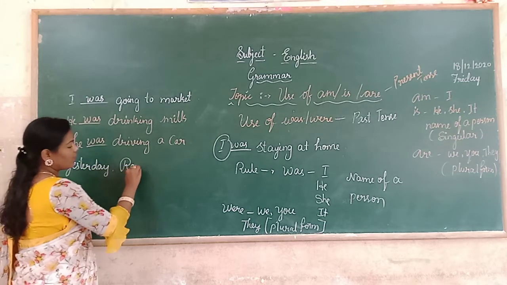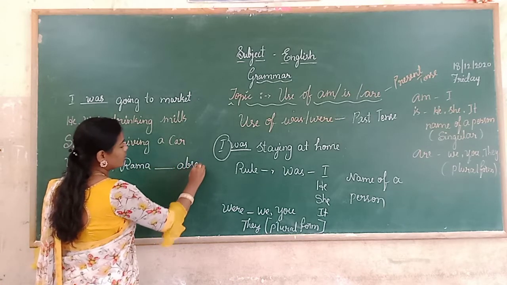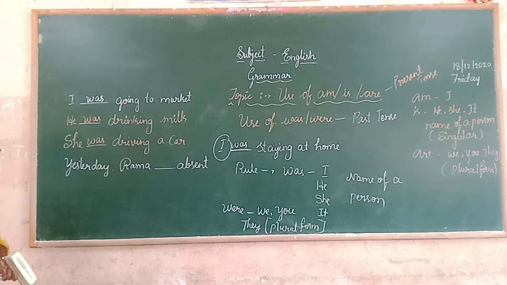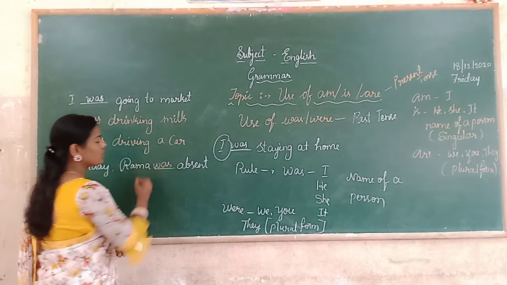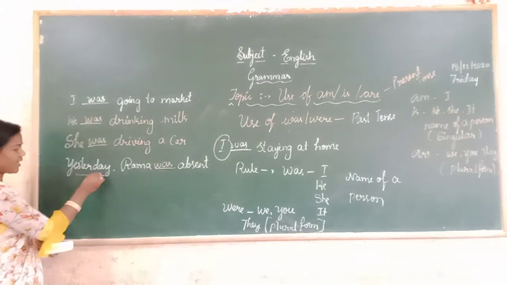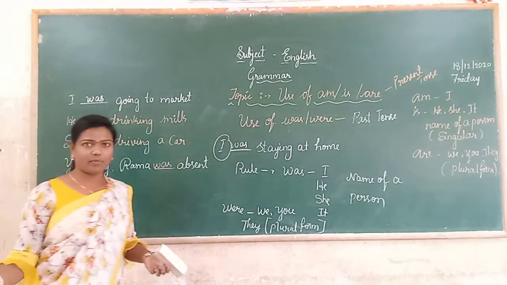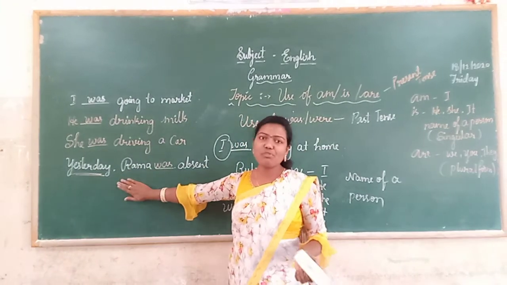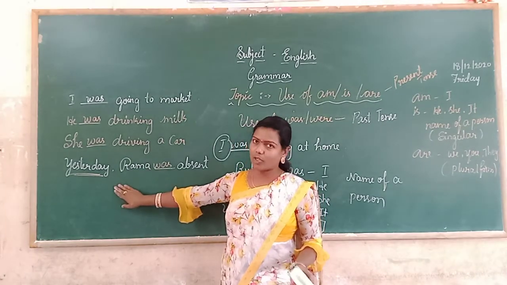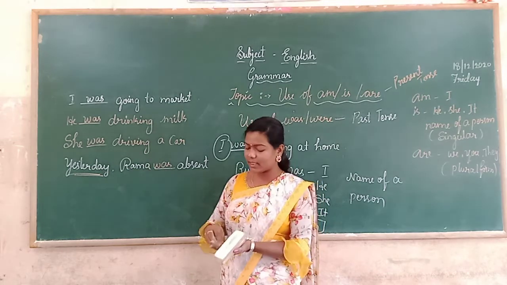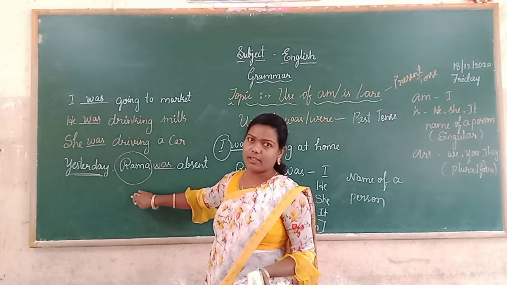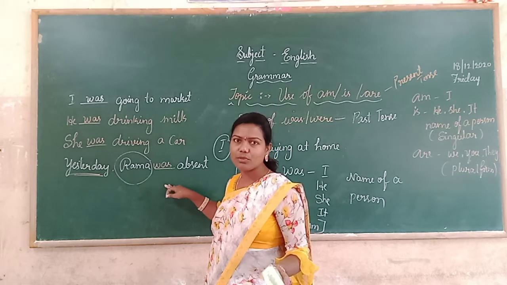Yesterday, Rama dash often. What do you think goes here? Was. Why do you think it is was? Because, dear student, this sentence is in past tense. How do we identify it? Yesterday. I mentioned yesterday here, and yesterday refers to past tense. Next, the subject. Which is the subject in this sentence? Rama is the subject, and it is singular. With a singular subject in past tense we use was.